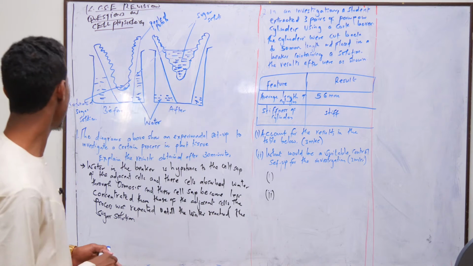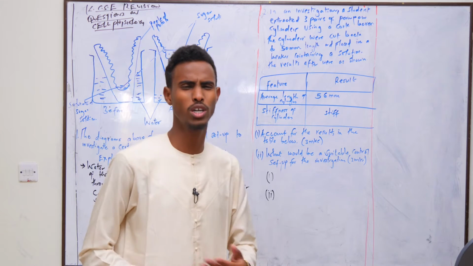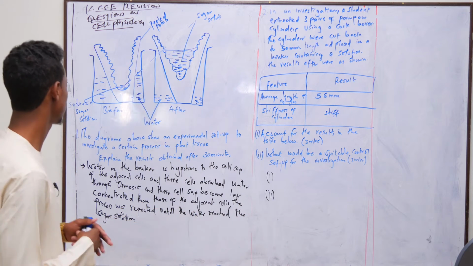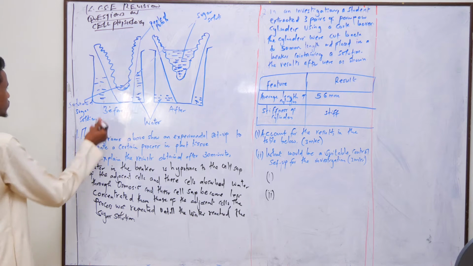Very good. Now, explain the result obtained after 30 minutes. You are supposed to explain. But before you explain, are you making any observation? Now, look at this one. Here we have the beaker.